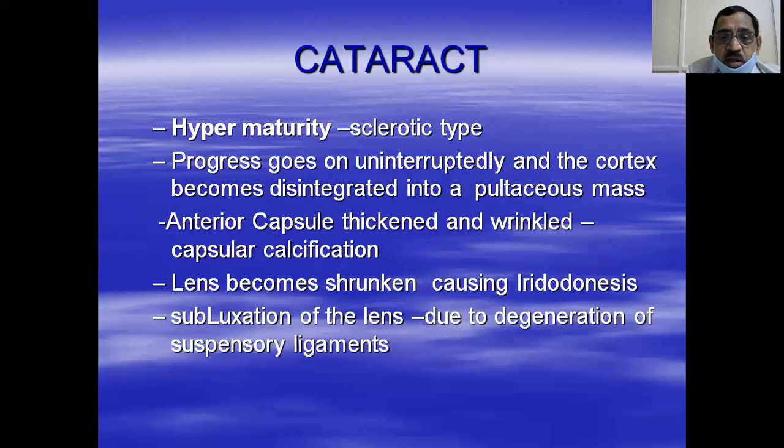Hypermaturity can be of two types. One is the sclerotic type. Here the opacity progresses uninterruptedly and the cortex disintegrates into a pultaceous mass. The anterior capsule is thickened and wrinkled. Capsular calcification will also be there. The lens becomes shrunken, sometimes giving rise to iridodonesis, that is tremulousness of the iris, and subluxation of the lens due to degeneration of the zonules of Zinn can also occur in certain cases.